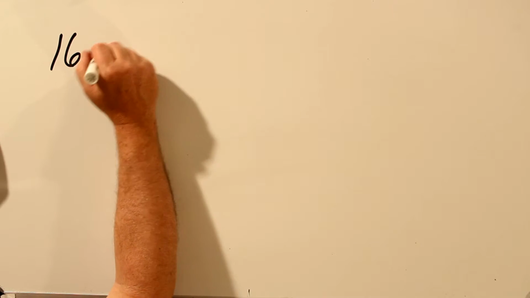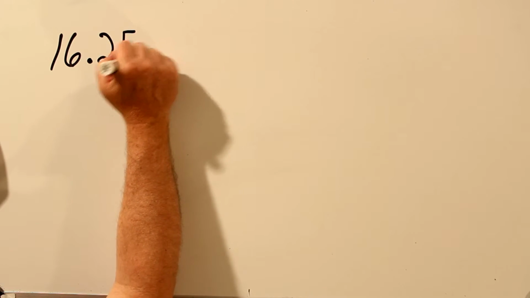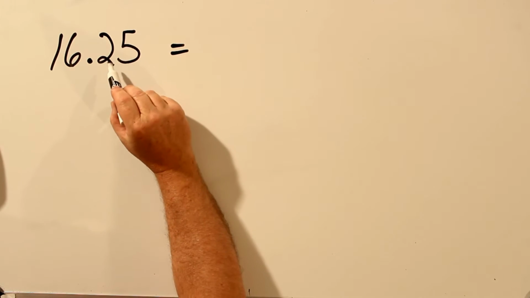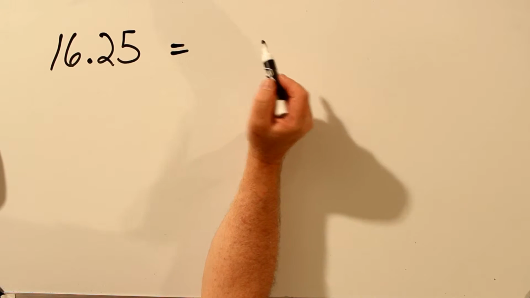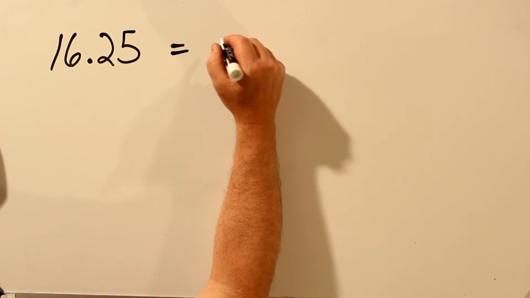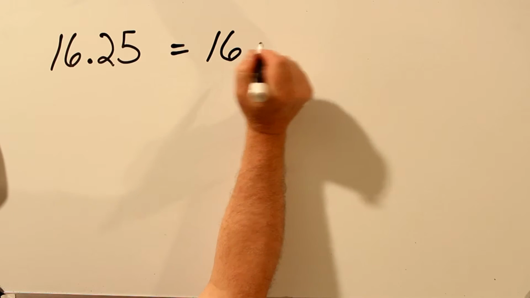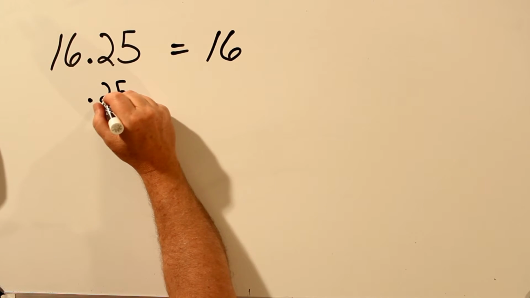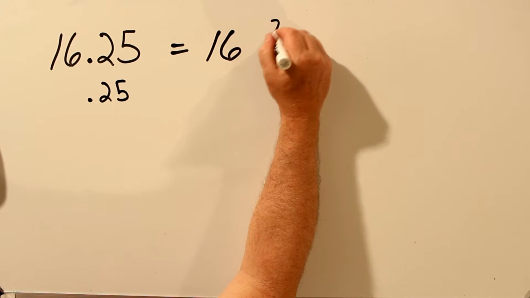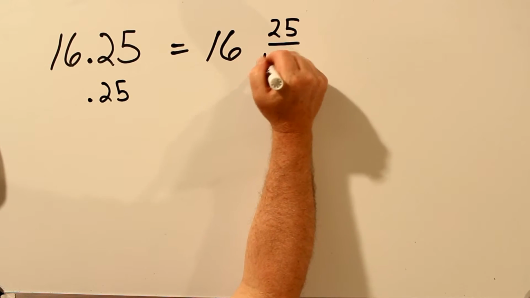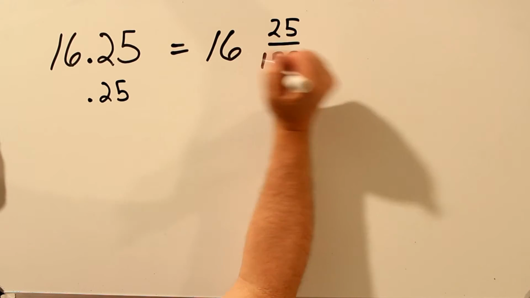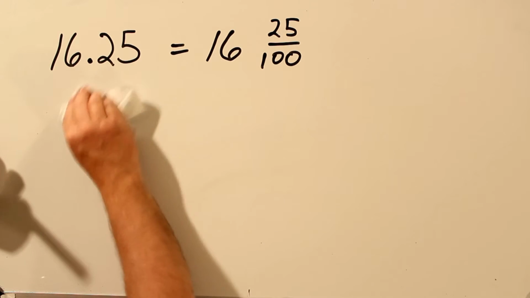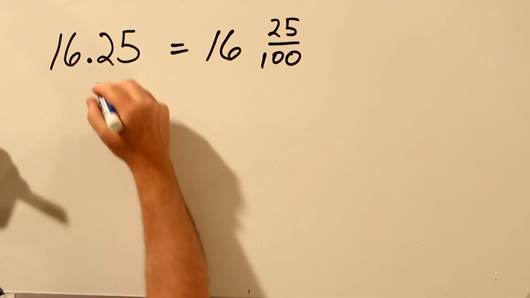How do we convert something like 16.25 to a fraction? Well, we have the tens place and the hundreds place, so we can take the 16 as a whole number, and what we're left with is 0.25, and we know to convert 0.25 is 25 over 100. So as a mixed number, this would be 16 and 25 100ths. I'm going to go through this a little carefully so you see this.